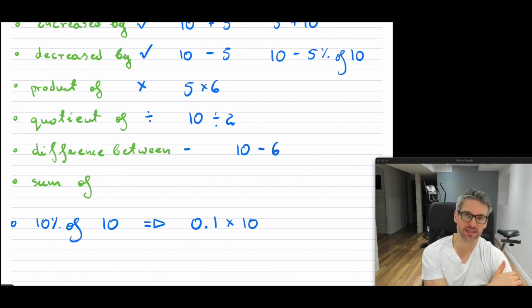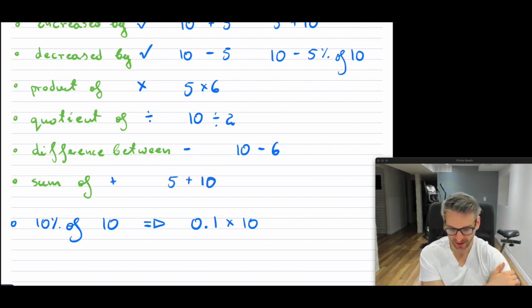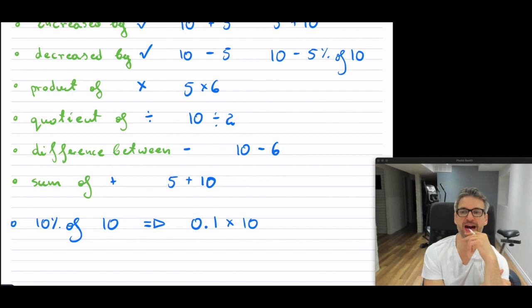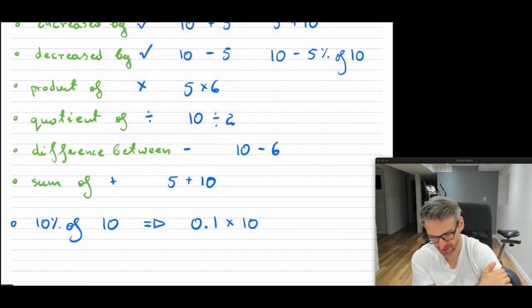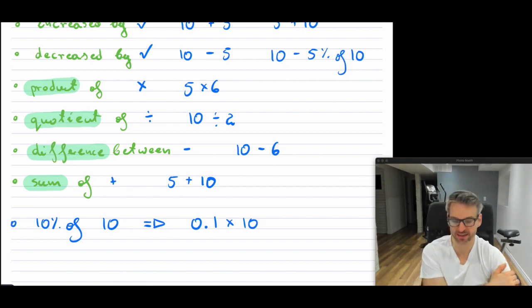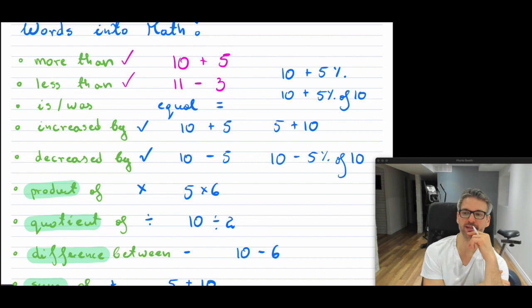Sum. Sum is easier because we run into sum. So when you say sum of 5 and 10, that's nothing else but addition. So these are words in math that we utilize and see. You have to be careful. Product means multiply, quotient means division, difference, or between, means subtraction, sum means addition.